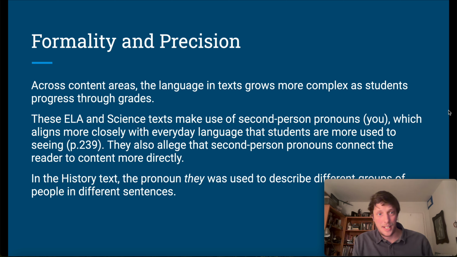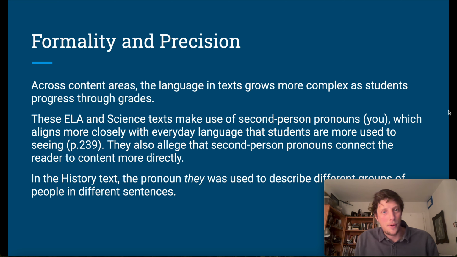One thing the authors identified in the English Language Arts and Science text is that they made use of second-person pronouns, you. This not only aligns more closely with everyday language, but it engages them directly by specifically referencing the reader.